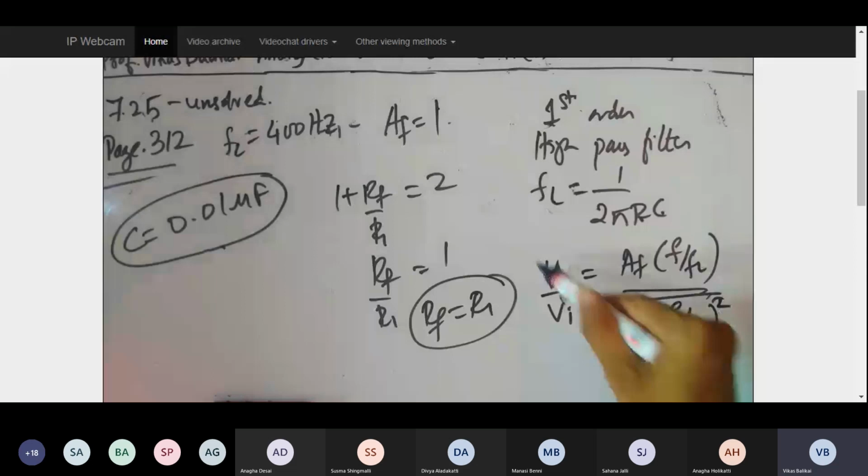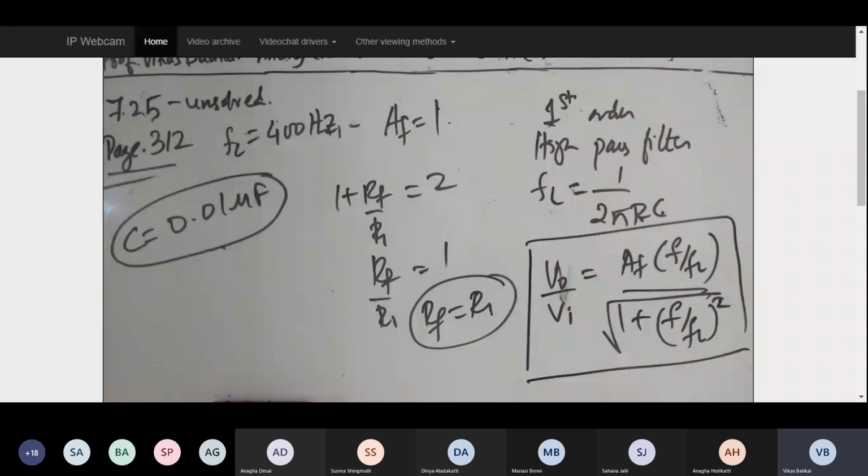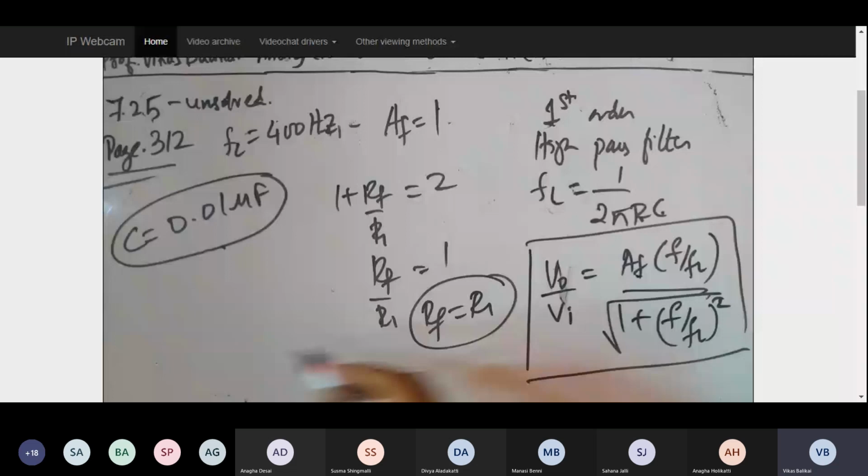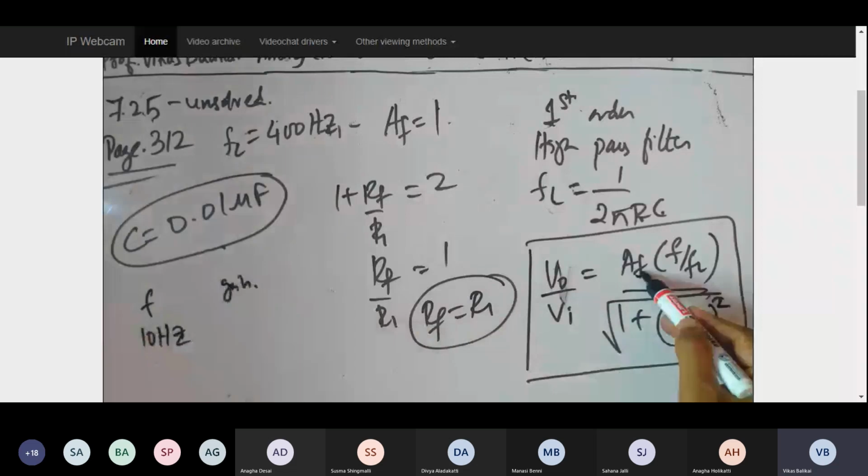So if the question is extended, that plot the values, draw the frequency versus gain graph, then you should be making use of this particular equation. So AF is 1, he has given. FL also he has given. For different values of F, you should keep on getting the gain. So for F equal to 10 hertz, what is the gain? So here, AF anyhow is 1, F by FL. F is 10, FL is 400. What is 10 by 400?